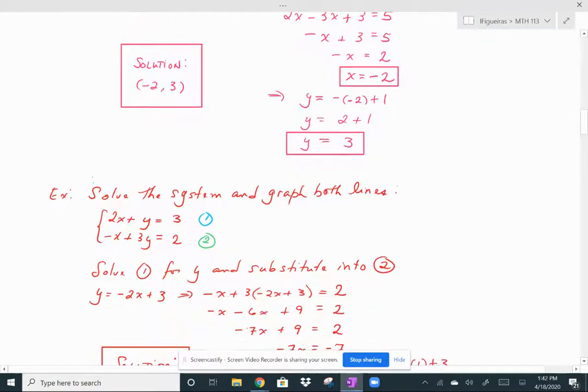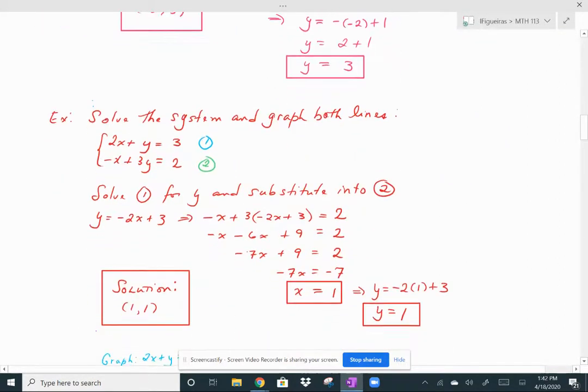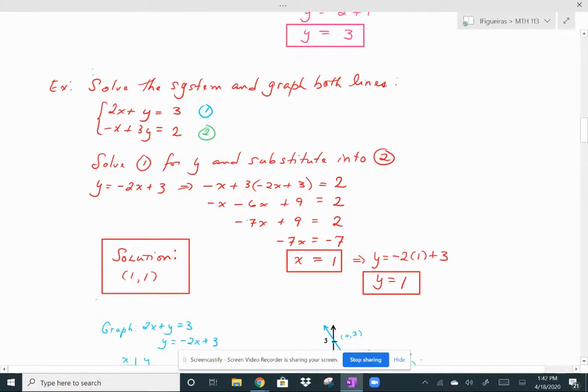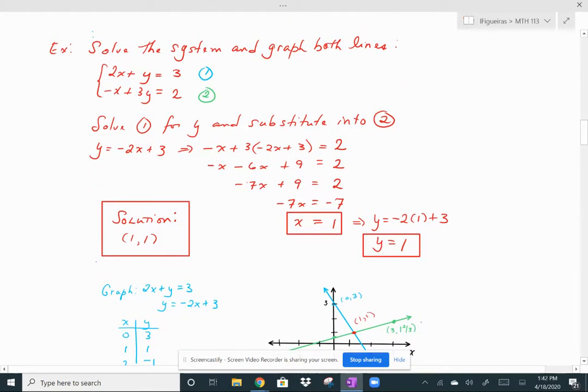Okay, let's do another example, also by substitution. We want to solve the system and graph both lines, so that way we can see the graphical interpretation as well. So we have our two equations right here. The first one is 2x plus y equals 3, and the second one is negative x plus 3y equals 2. Okay, so we have to decide which equation we need to solve and for which variable. And again, it doesn't matter which one you pick. So I'm choosing to solve equation 1 for y.